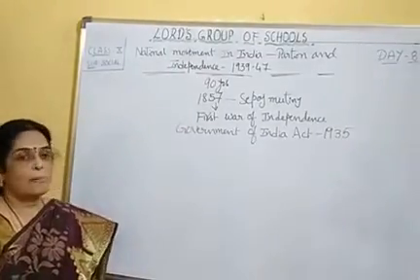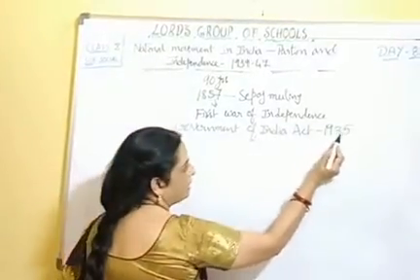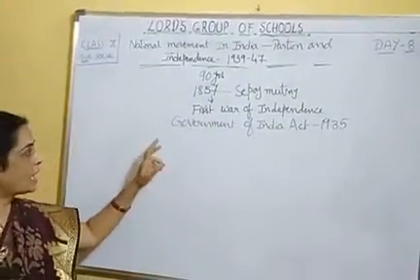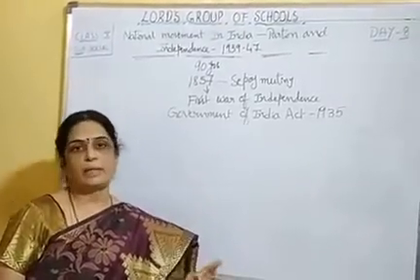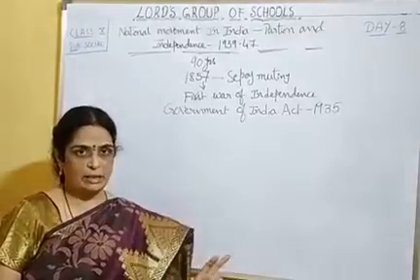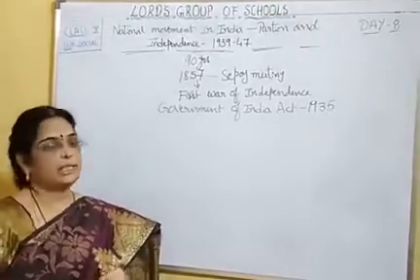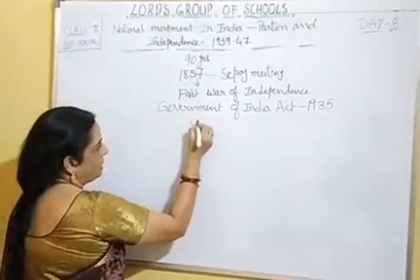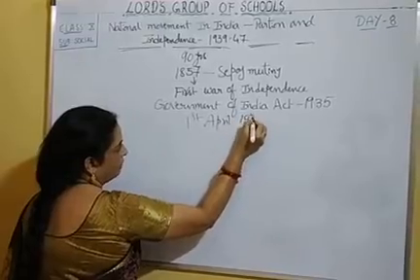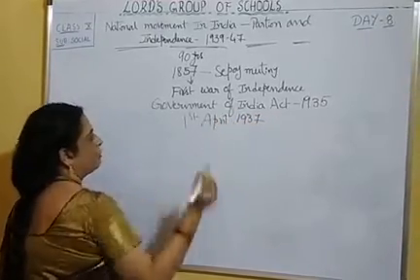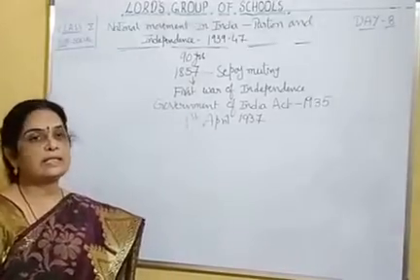First, we are going to discuss the Government of India Act 1935, which we have discussed. The Government of India Act 1935 was passed in the British Parliament in 1935, but it came into force from 1st April 1937. So the commencement of this act was 1st April 1937.